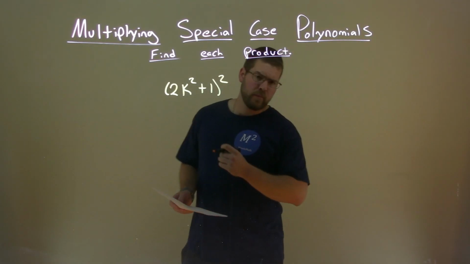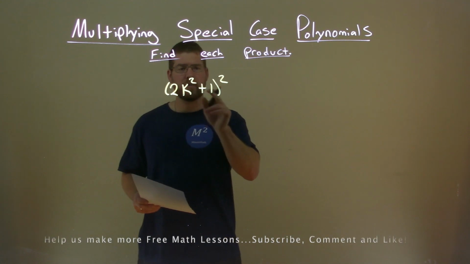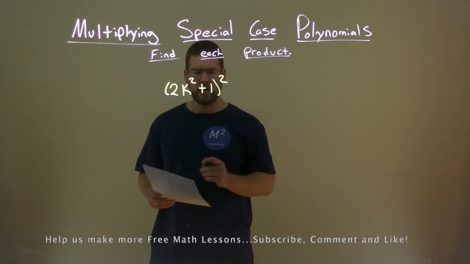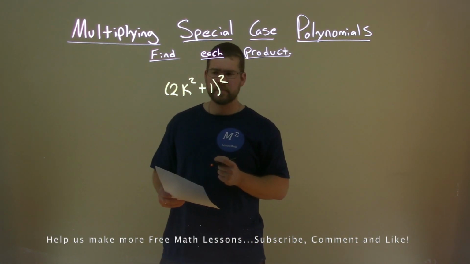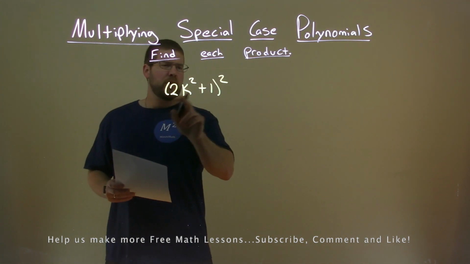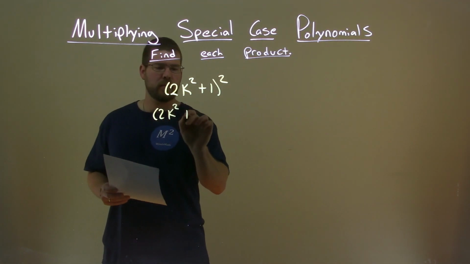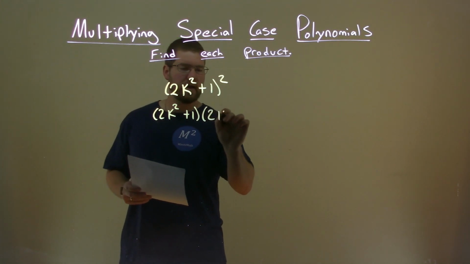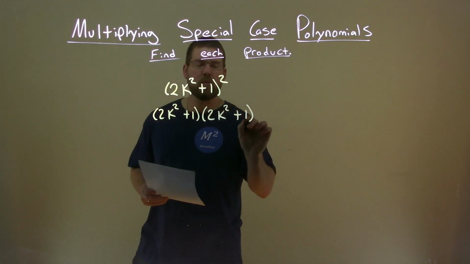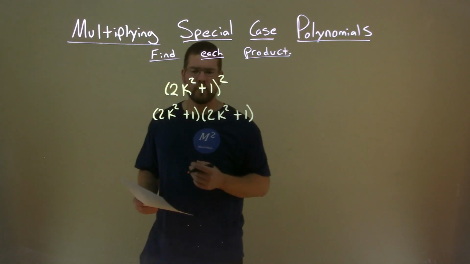We're given this problem right here. 2k squared plus 1 in parentheses, all squared. And we need to find the product. We start with this, well, that squared value really means this is 2k squared plus 1 times 2k squared plus 1. So where do we go from here?